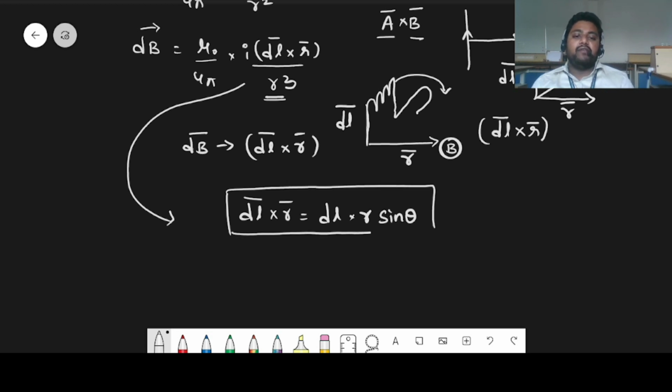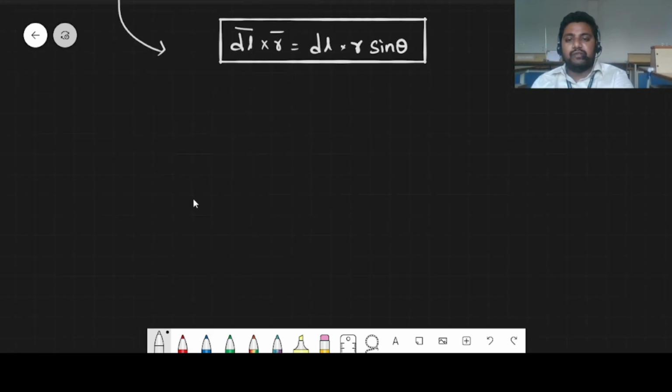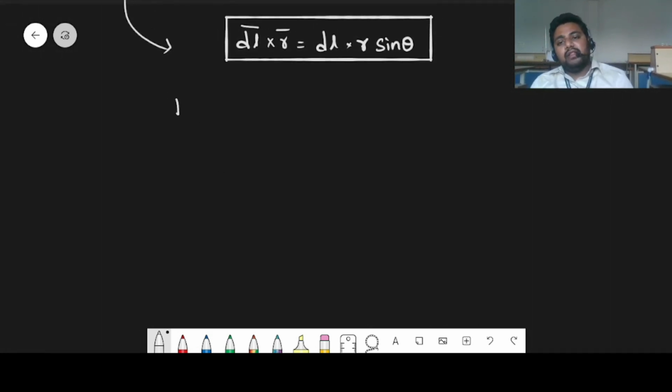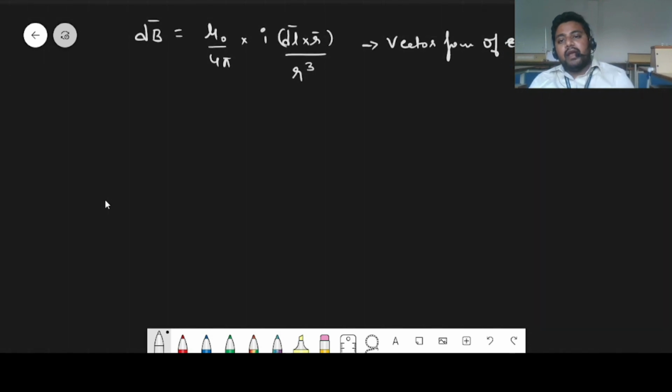So this is the equation given by Biot and Savart according to their experimental observations. Okay, so finally the magnetic field at any particular point due to a small current carrying conductor can be written as mu naught by 4 pi into I dl cross r bar divided by r cube. Okay, this is the vector form of the equation. Now, application of it.